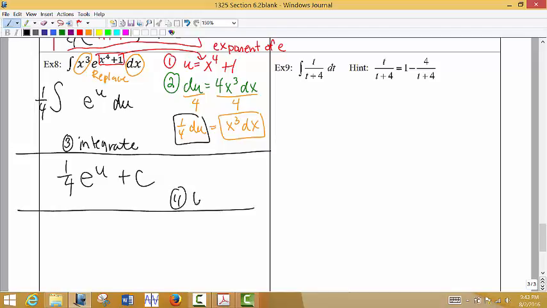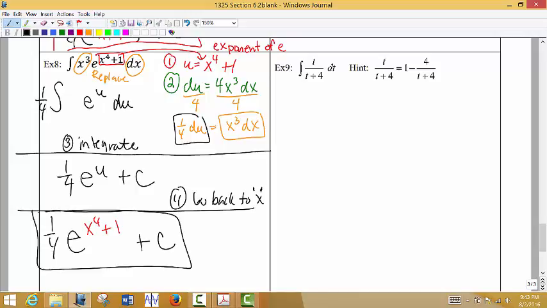So we said the last thing that we want to do is go back to x. So what does u represent? U actually represents the exponent x to the 4th plus 1. And so this represents our final answer.